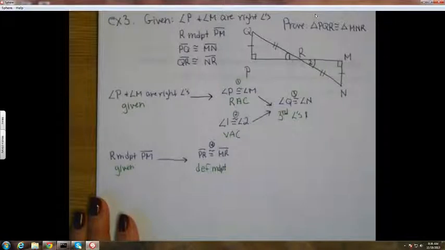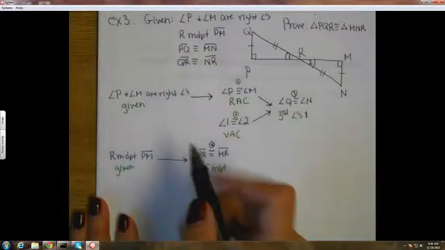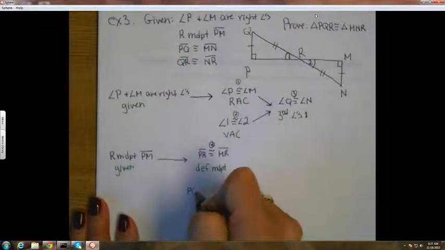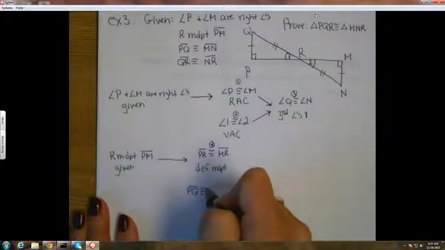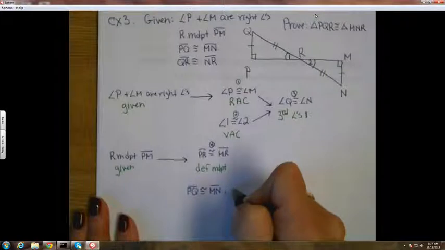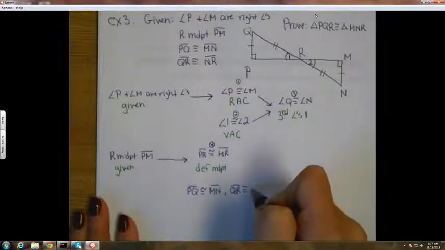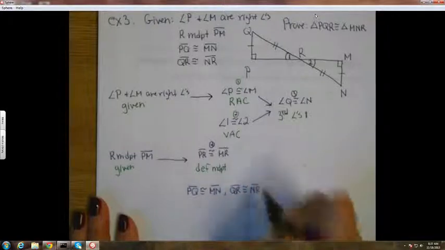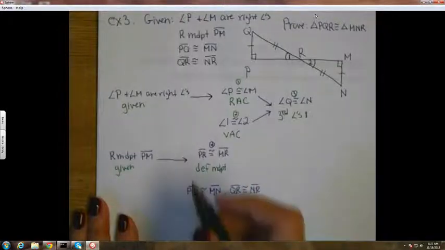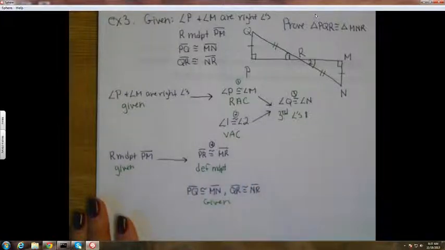Where do I get the other two from? Right here in the given. PQ is congruent to MN, and QR is congruent to NR. Both of those were given, so I wrote them on the same line. So there's our fifth and sixth congruent part.